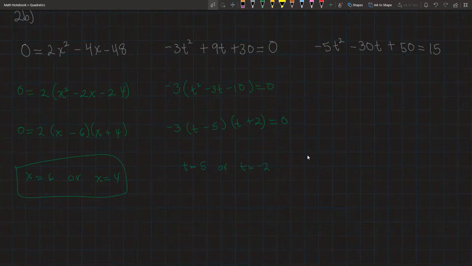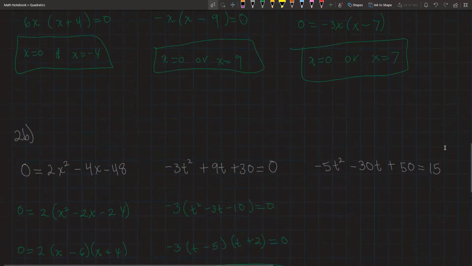And again, if this was a word problem, think of which of these two answers would not make sense. Can time be positive 5? Yes. Can time be negative 2? No way. Time cannot be negative any value. All right. That's the main idea.